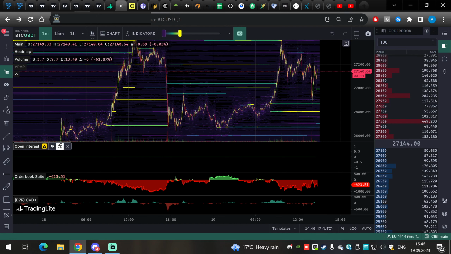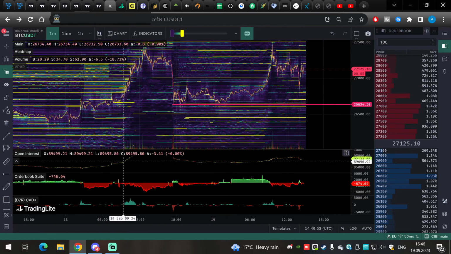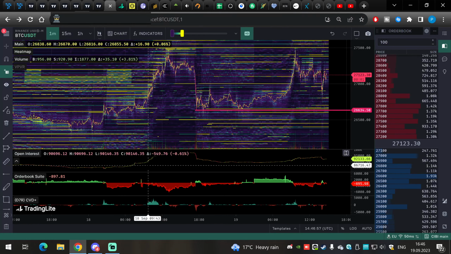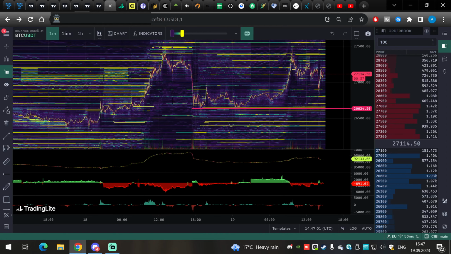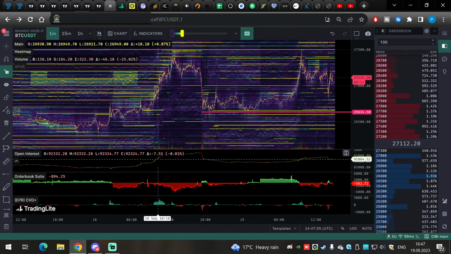I also watch open interest. When I'm watching open interest with the Tradinglite, it's much easier for me to see what the new traders are doing when they are entering. You of course confirm that with the Exocharts and with the aggregate templates, delta templates. But yes, open interest is very useful to watch here.